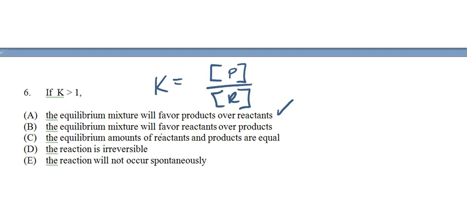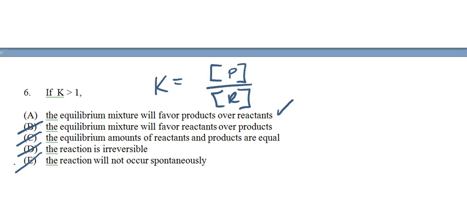The equilibrium mixture will favor reactants over products. Negative. The equilibrium amounts of reactants and products. No. The reaction is irreversible. No, it's equilibrium. The reaction will not occur spontaneously. This will occur spontaneously since it favors the formation of products.